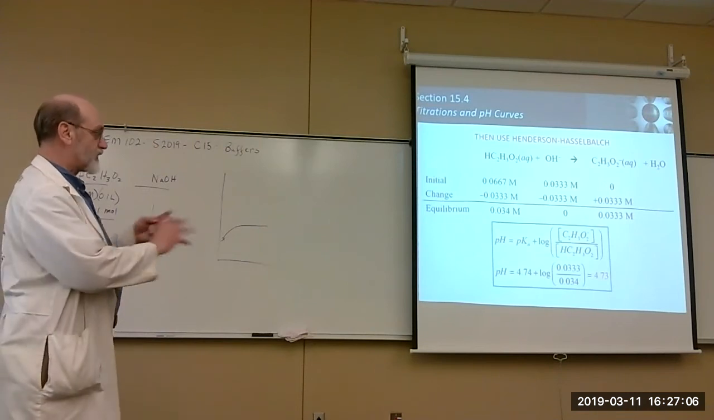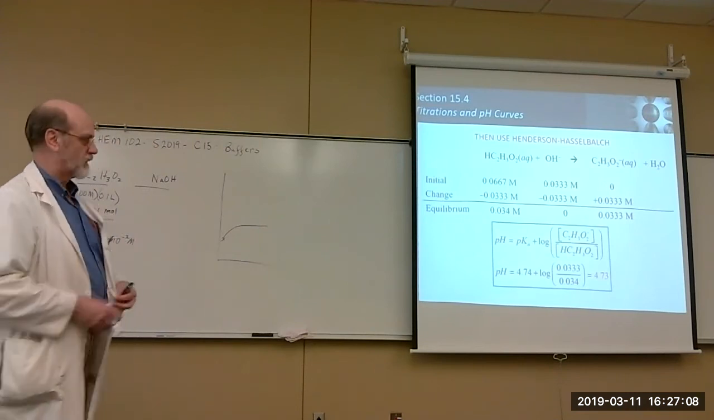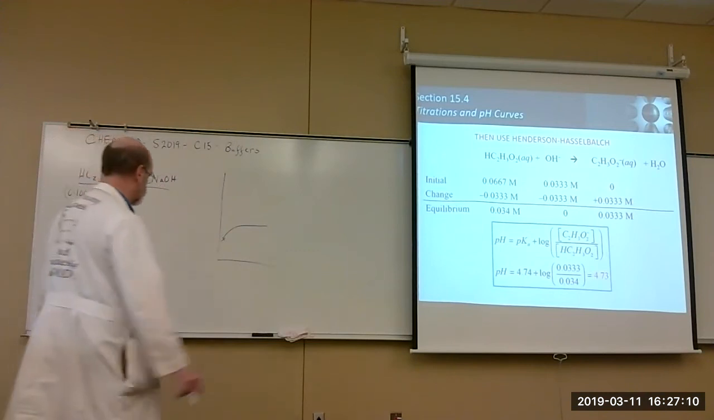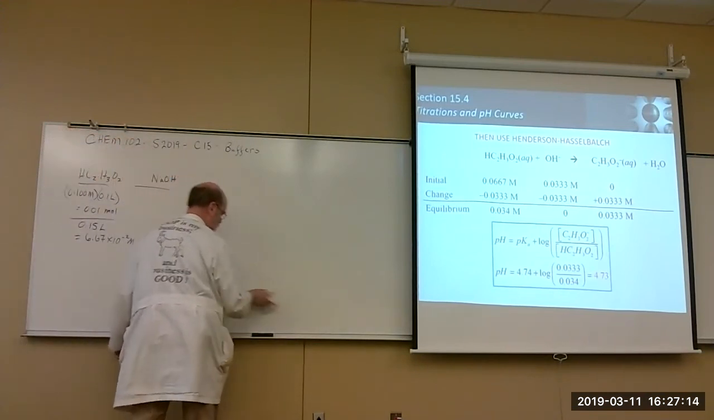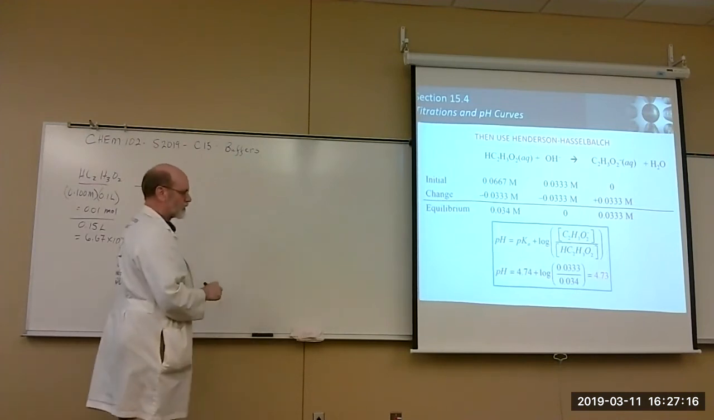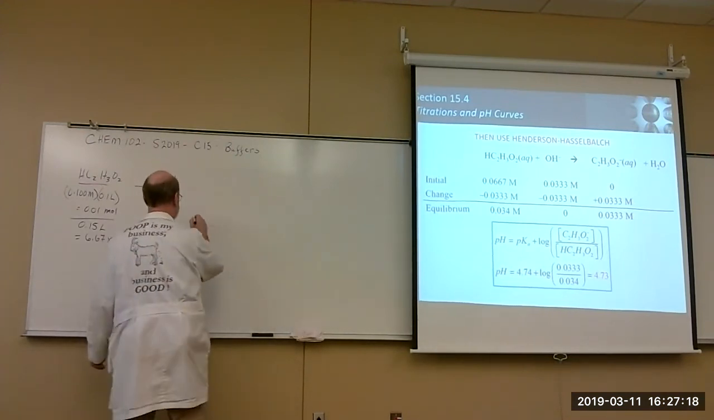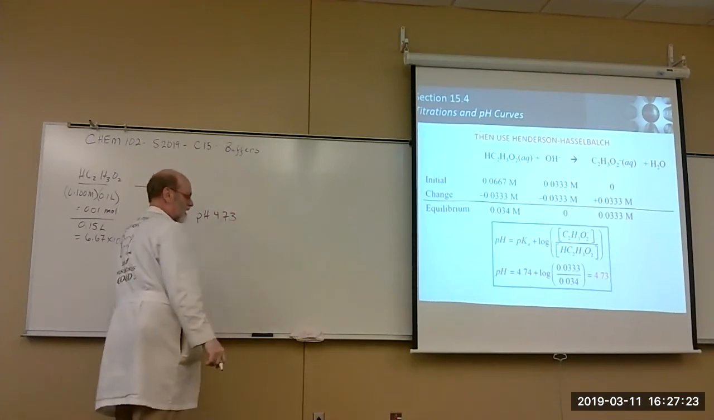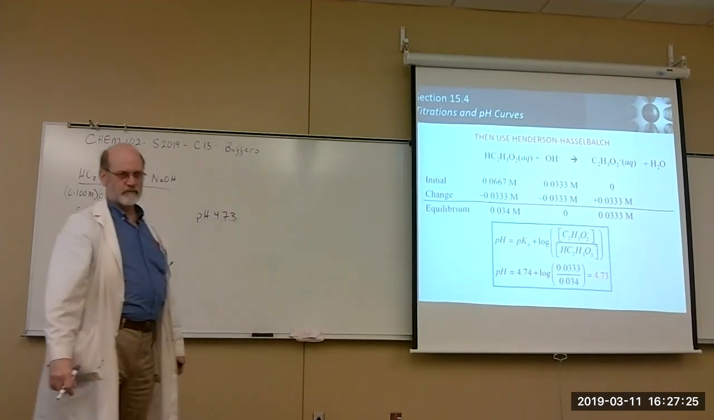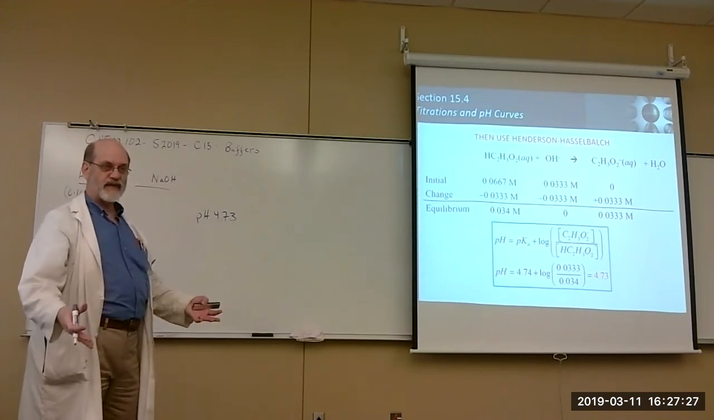Now, is that in the buffer zone? It's not part of the slide, but it's an interesting question. So if the pH is 4.73, is that in the buffer region? Well, how close is it to the pKa?